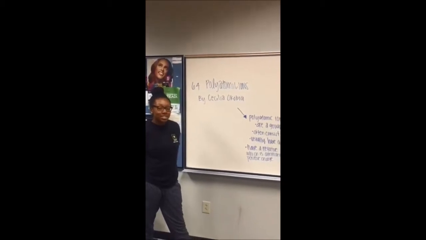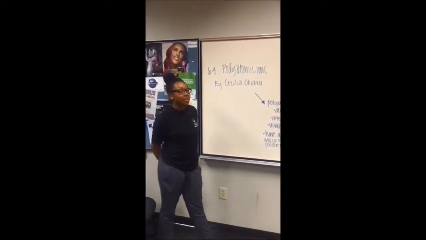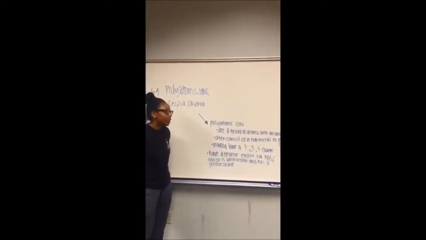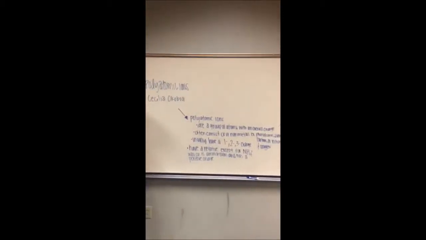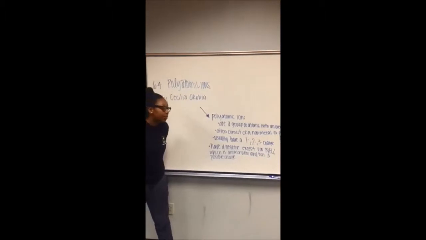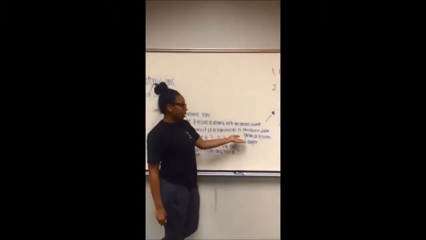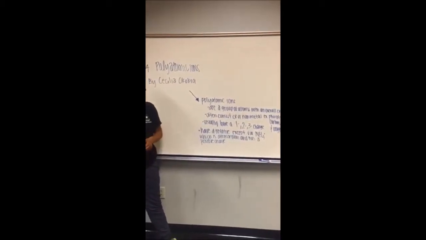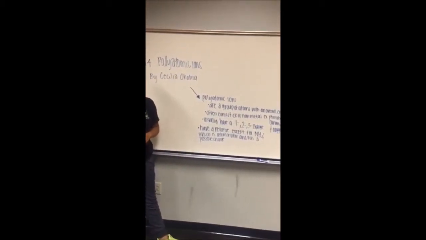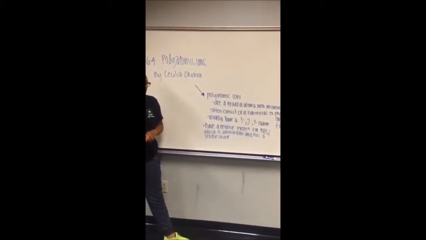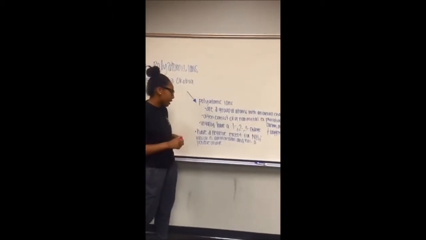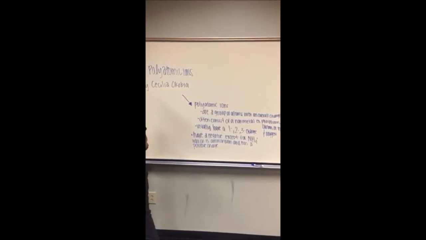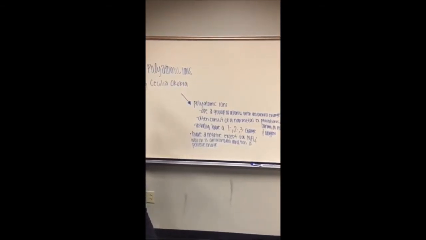Hello, my name is Cecilia Cobia, and today we're going to be talking about 6.4 polyatomic ions. Polyatomic ions are a group of atoms with an overall charge, often consisting of a nonmetal. Example: phosphorus, sulfur, carbon, nitrogen, and oxygen. Usually they have a -1, -2, or -3 charge, and they are negative except for NH4, which is ammonium and has a positive charge.